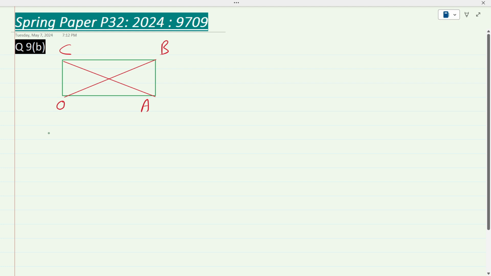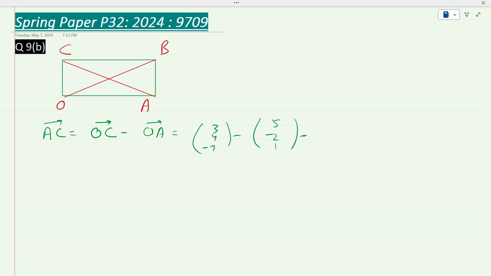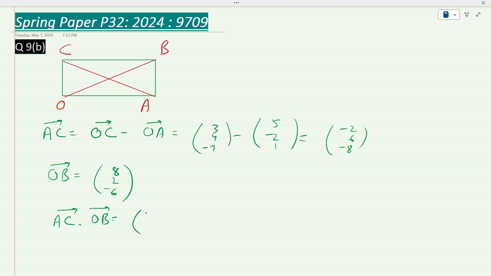Let's find the angle between the diagonals. So let's find the AC vector. AC vector would be OC minus OA. OC is 3, 4, minus 7, and OA is 5, minus 2, and 1. So we have minus 2, 6, and minus 8. This is AC, and OB is already given: 8, 2, minus 6. So let's find the dot product. AC dot OB would be minus 2, 6, minus 8 dot 8, 2, minus 6: minus 16, plus 12, plus 48. Solving this, we have 44. This is the dot product.